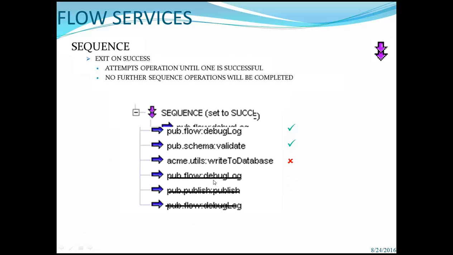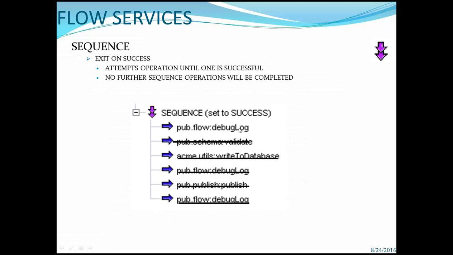Next one, exit on success. So I will be looking for the first success. If I receive the first success, then I don't need to go for the remaining. I will come out from the sequence. If you see, the first step itself is a success. If it had failed, then it would go to the next. Okay, so this is success. So I will exit from the sequence since I received the success. This step will say to the sequence, I am success, so it will come out. If it had said I am failed, then it will go to the next step. Is this clear?